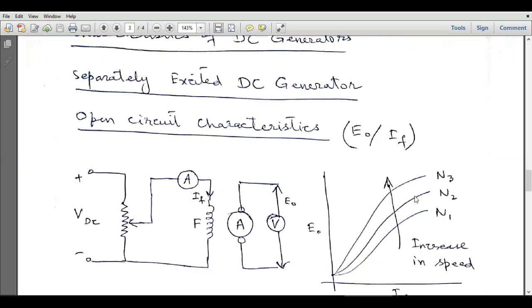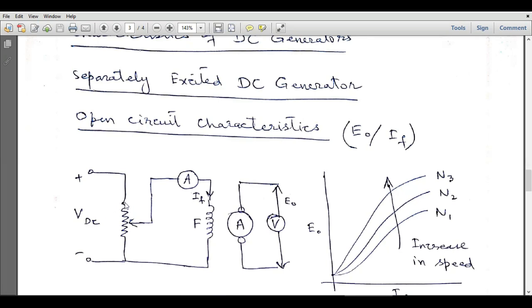naught and IF. E naught is the output voltage of the generator at no load. Here you can see a separately excited DC generator, and we have a field winding over here. This is the armature winding, and no load is connected at the armature winding. We just connect a voltmeter over here. This voltmeter will read the voltage, and that voltage will be represented by E naught.